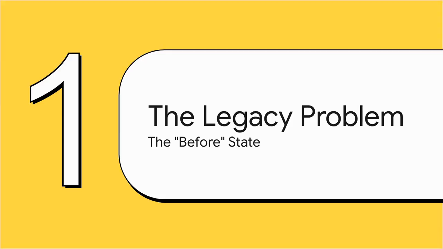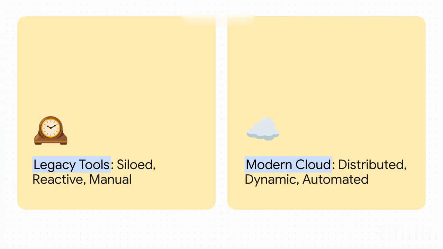Okay, Section 1, the legacy problem. You know, you can't really plan a journey if you don't know exactly where you're starting from. So let's get a really clear picture of this before state and really understand its limitations. And here it is. This is the core conflict, the fundamental mismatch. On one side, you've got these legacy tools that are siloed, they're reactive, and they're super manual. But then you look at the modern cloud, and it's the total opposite. It's distributed, it's incredibly dynamic, and it's all about automation. They're just speaking different languages.